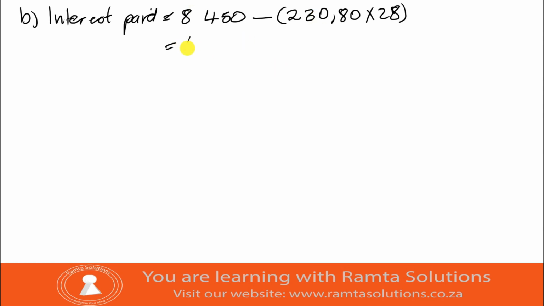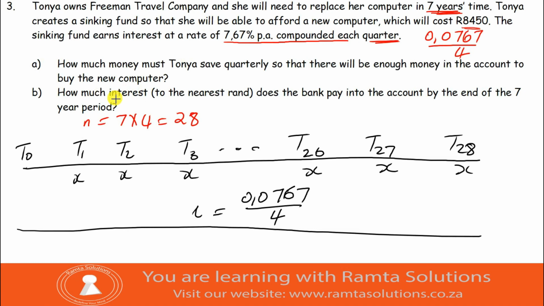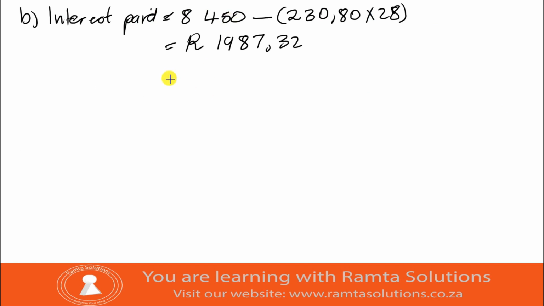So what is our answer? Our answer is 1,987 rands and 52 cents. This is the interest that the bank offers Tonya. But the question was saying, how much interest to the nearest rand does the bank pay into the account by the end of the 7-year period, right? So to the nearest rand, our answer is in cents. So to the nearest rand, it's 1,987 rands. Okay?